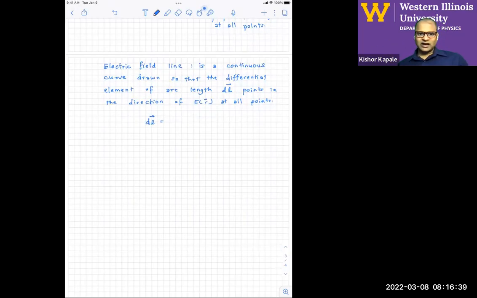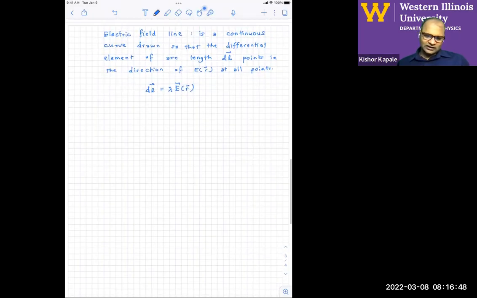So that's a definition now of an electric field line. It's going to be proportional to the electric field, so some coefficient times this at all points, right? And dl itself is actually a function of r, right? Because the line element could change as you move away, at different positions from this.